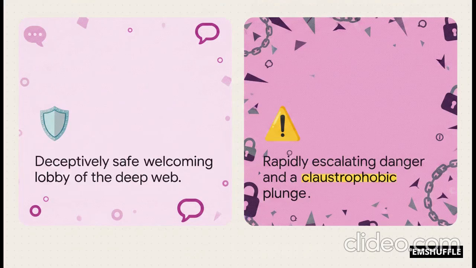And this brilliantly illustrates the stark, jarring shift that happens next. We move away from that deceptively safe, welcoming little lobby of the deep web and rapidly plunge into a space of escalating danger and serious claustrophobia. The contrast here, it is not gradual at all. It's sudden. And make no mistake, it is entirely by design.